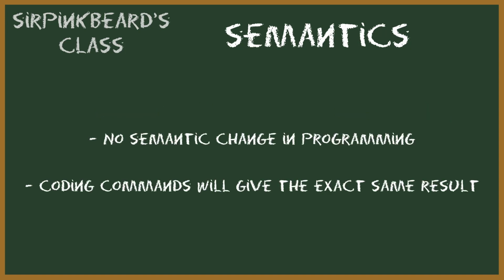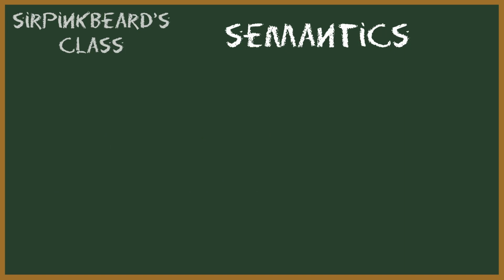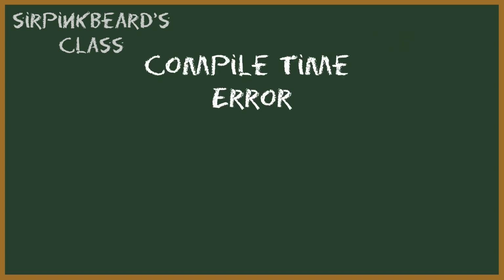Thankfully, in C#, there is no semantic change. Whatever it is that we write, we can expect to have the exact same outcome every single time because there is no way to place emphasis on particular statements. And now that we've covered the syntax and semantics, which cause the first of our errors, let's talk about the three types of errors. All right, so our first type of error is known as a compile time error.